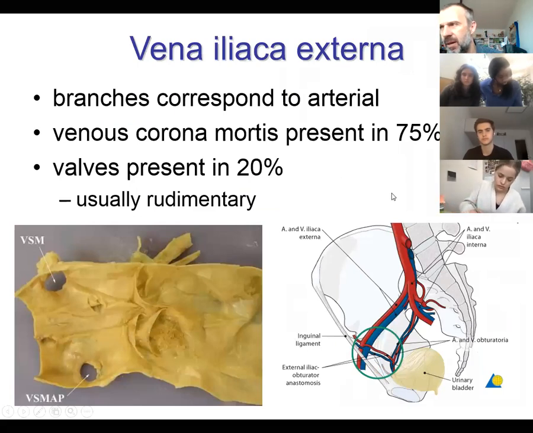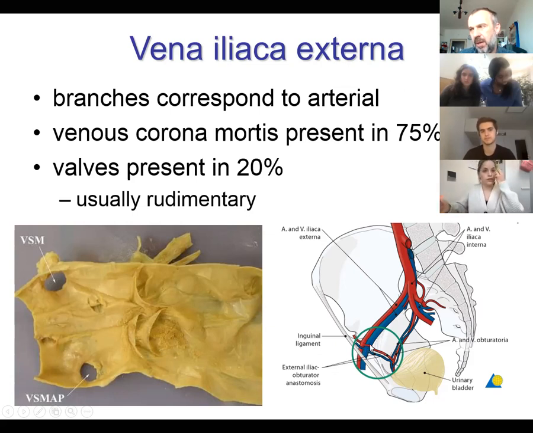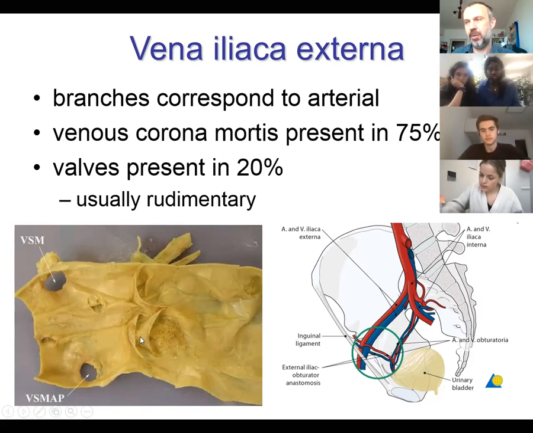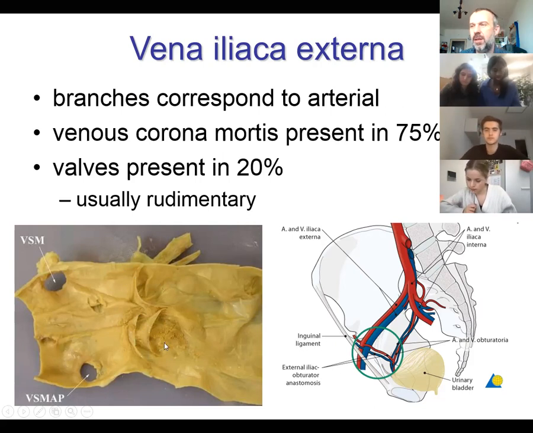So the external iliac has no tributaries except for the two which mirror the arteries, so the inferior epigastric and deep iliac circumflex. Inside there can be valves present in 20%, and you can see this is quite a strange valve. You can see two cusps above the other. And it can be dysfunctional, this one.